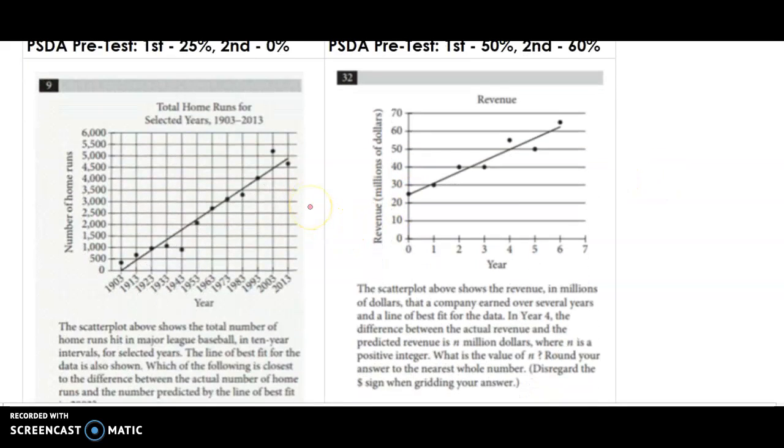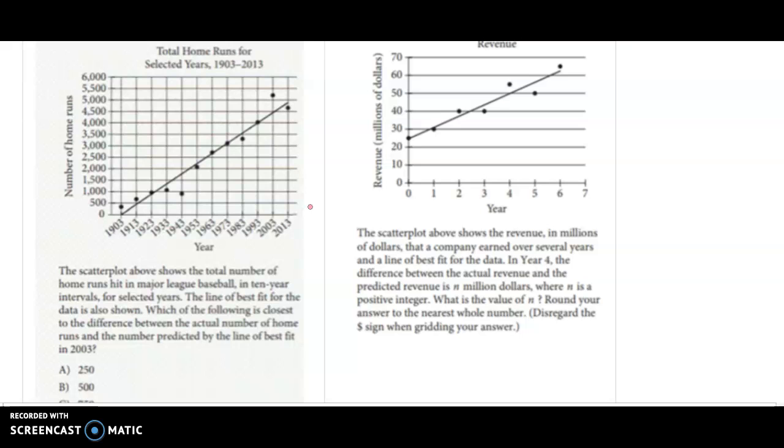We'll look at the one on the left first. The scatter plot above shows the total number of home runs hit in Major League Baseball in a 10-year period, and there's a line of best fit shown. Which of the following is closest to the difference between the actual number of home runs and the number predicted by the line of best fit in 2003?